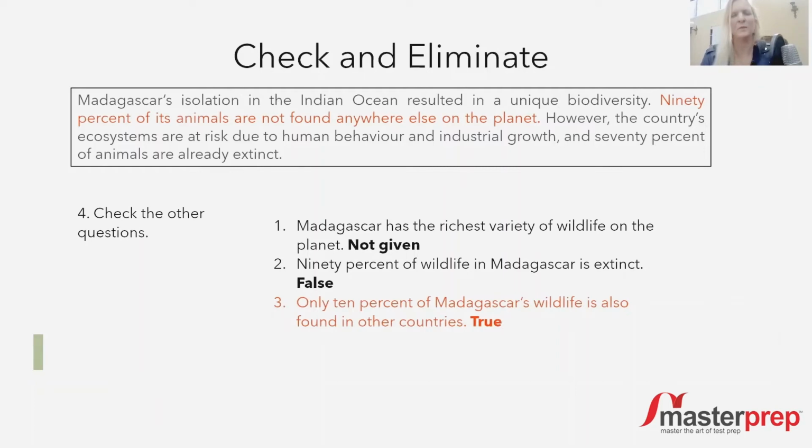Number 2, 90% of wildlife in Madagascar is extinct. False. Why? Because in the last sentence we read 70% of animals are already extinct. So that's quite an easy one because the statement is clearly a contradiction of the text. So again, what are the qualities you need to get these answers? You need to have a good eye for detail, you need to be focused, and you need a good understanding of vocabulary. So that's why practicing your reading is very, very important.